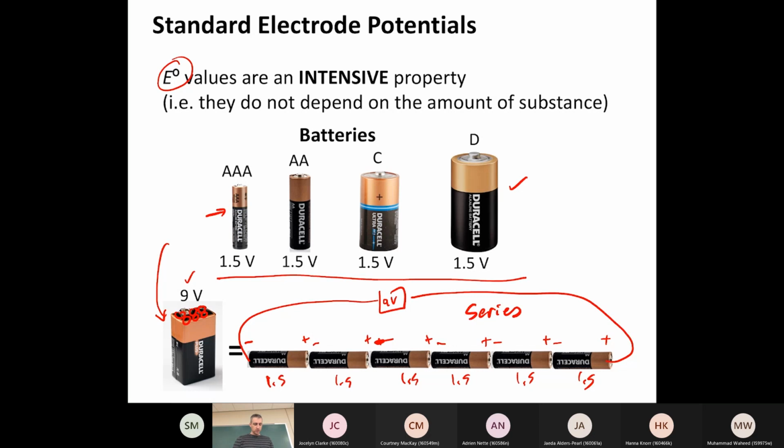So same thing, you could build a giant 9-volt battery with 6 of these Ds, and it would be the same thing. So I guess going back to our electrochemical cell where we have the two beakers of solution, you could wire many of those together. You could make this great big series if you wanted and crank up your voltage in that way.